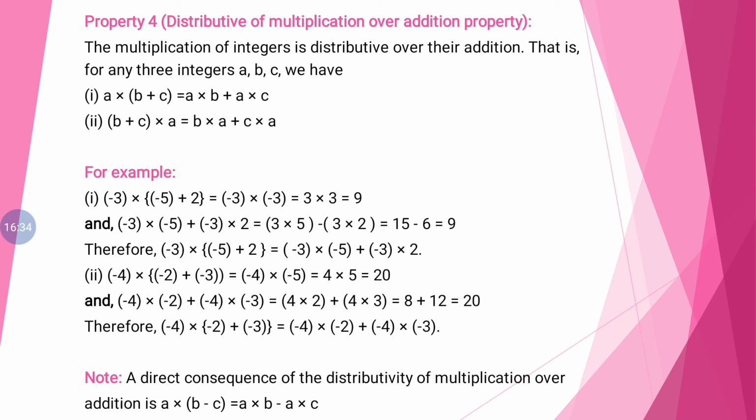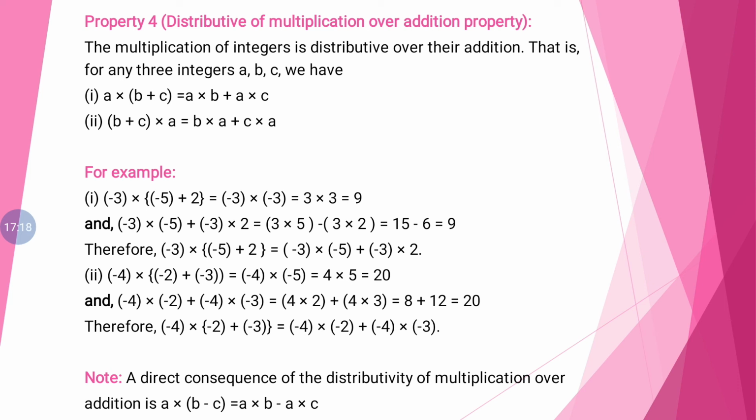So minus 3 into bracket minus 5 plus 2. Here A is minus 3, multiplied by B plus C. First we add inside the bracket: minus 5 plus 2 is minus 3. So minus 3 into minus 3. The product of same sign is positive. 3 threes are 9. We get the value 9.